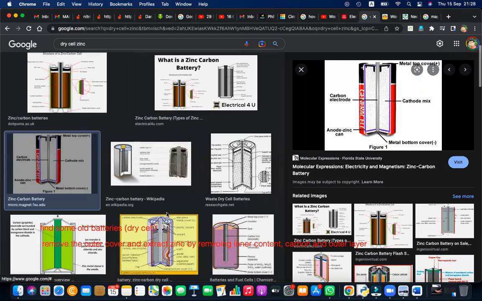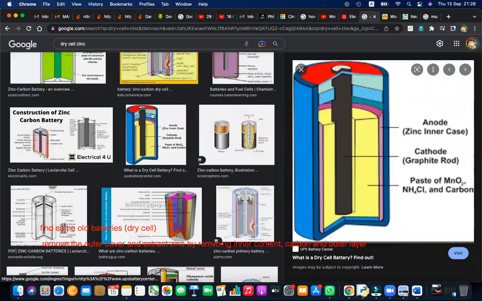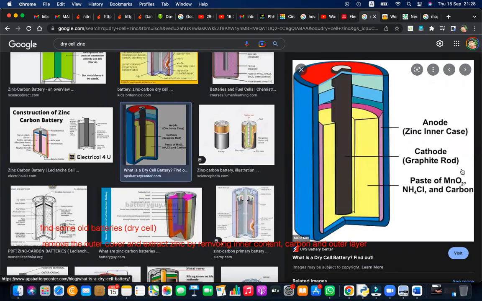So when you take one of these batteries, in the middle there is the carbon, the cathode, graphite or carbon. Then around it you have the paste of manganese dioxide, ammonium chloride and carbon, a filled layer in the middle. That part you need to remove. Clean it and set it aside. Remove this carbon as well. You have to extract this zinc anode.